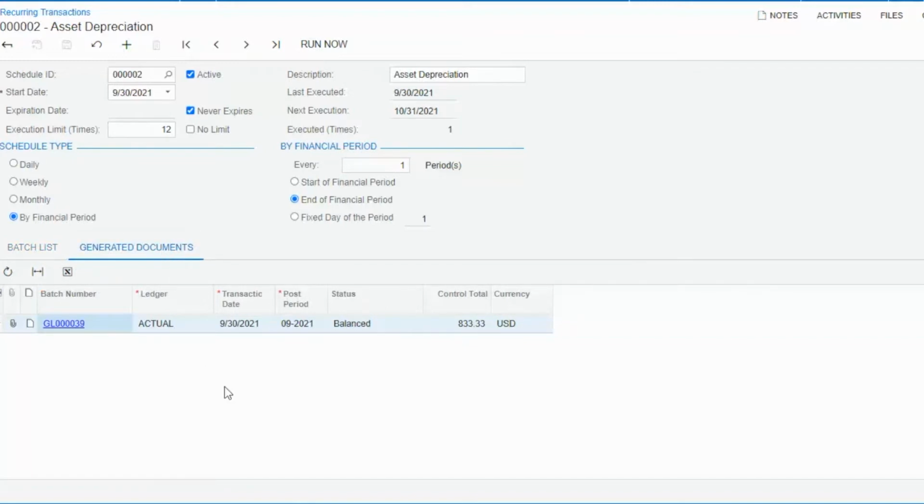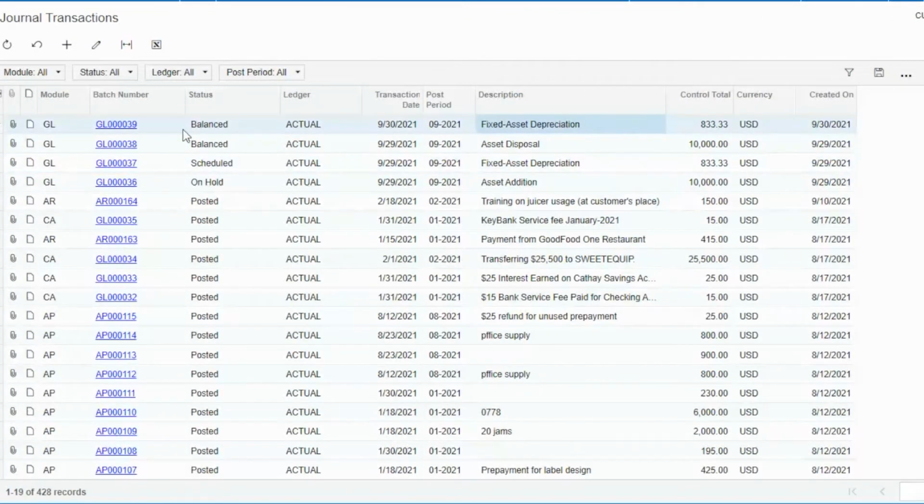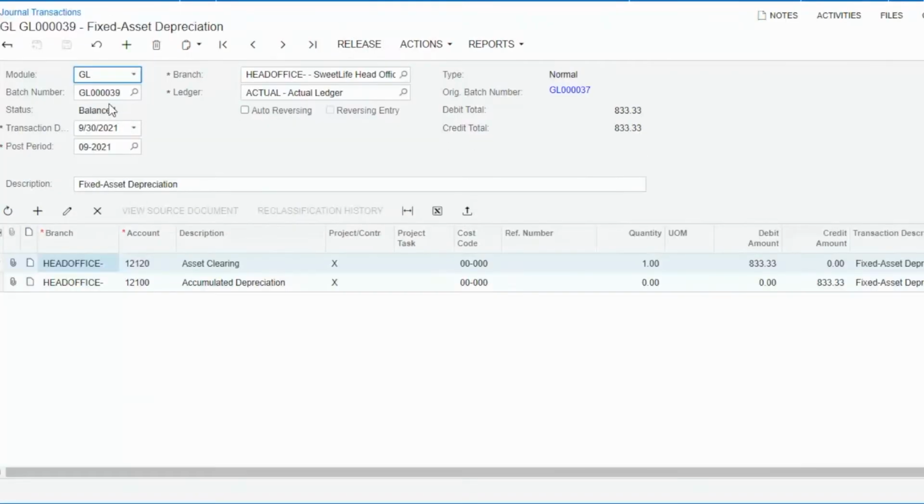Here we can see our generated documents. The first one posted the 30th of September, that was yesterday, and I click Run Now, and if we go to our transactions, we can see it's already posted and balanced. This can be edited at any time, it's not yet released.